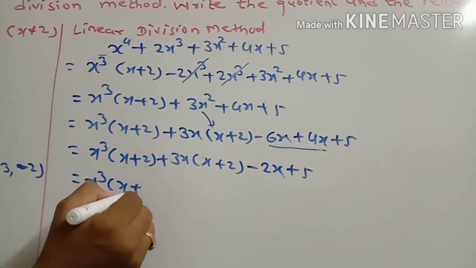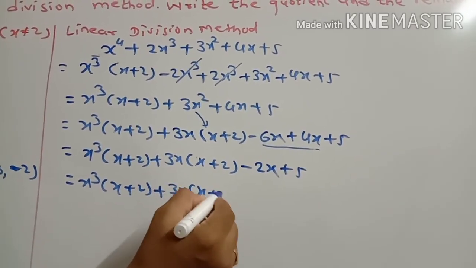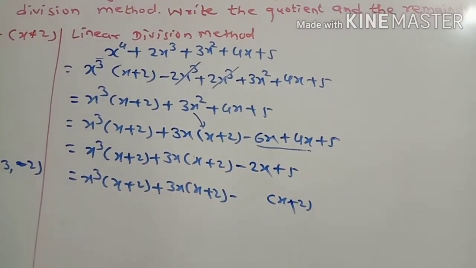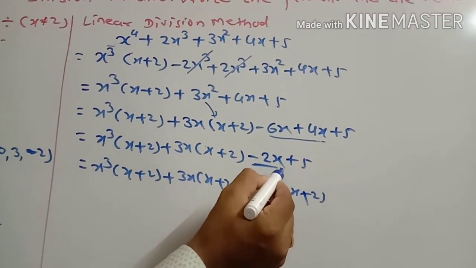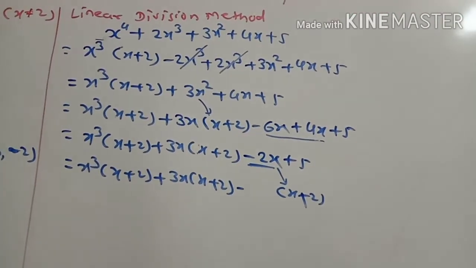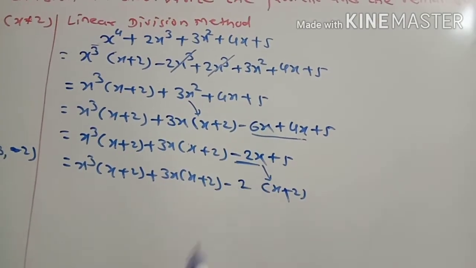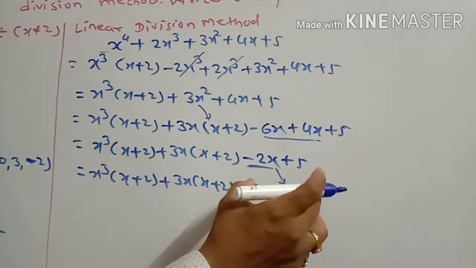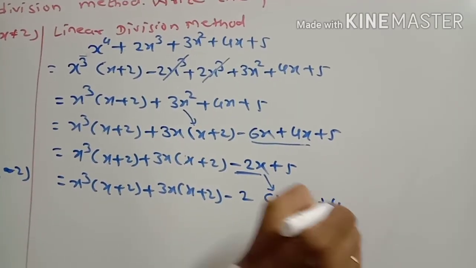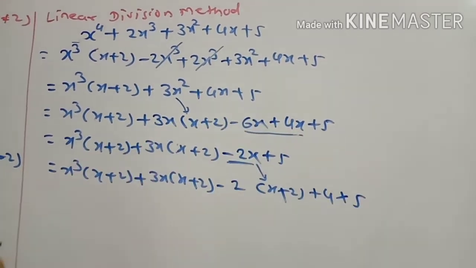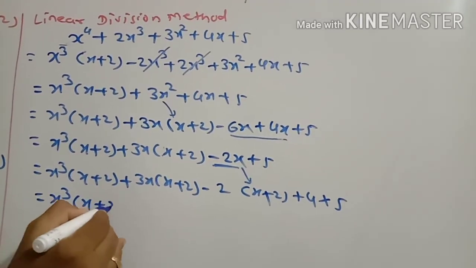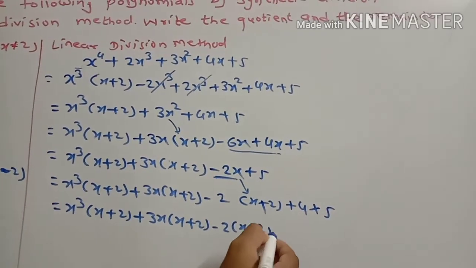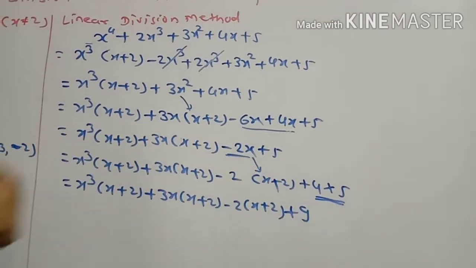Then x cube into bracket x plus 2 plus 3x into x plus 2. Then after some distance I write divisor x plus 2. Now from this minus 2x, x is already written in the bracket, the remaining term is minus 2, therefore here write minus 2. Then minus 2 into 2, minus 4. Write the opposite of minus 4, that is plus 4, and the remaining term 5. x cube into bracket x plus 2 plus 3x into bracket x plus 2 minus 2 into x plus 2, and this plus 4 plus 5, that is 9.